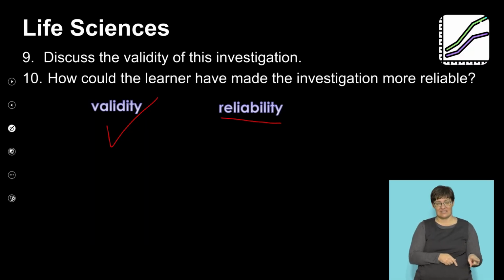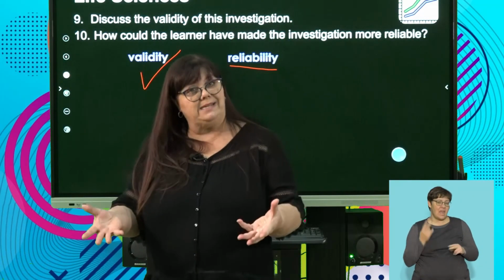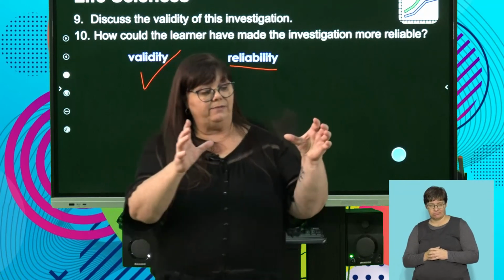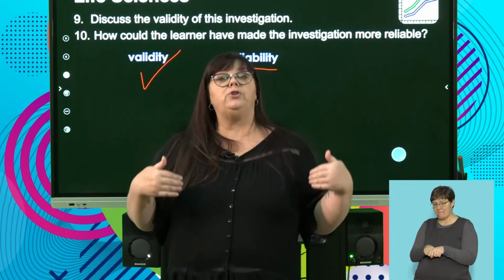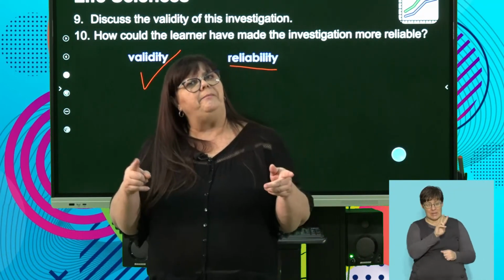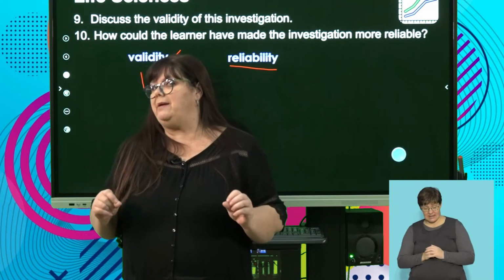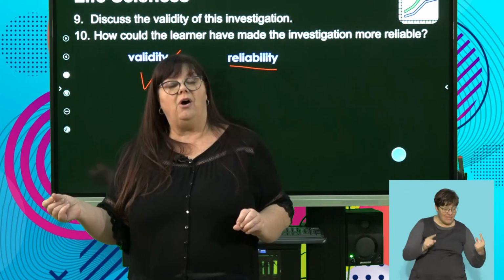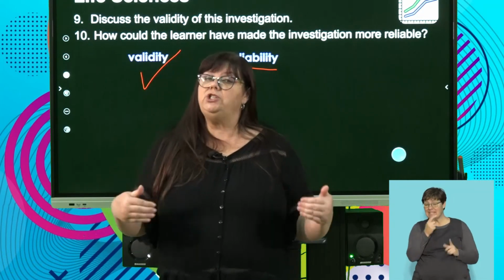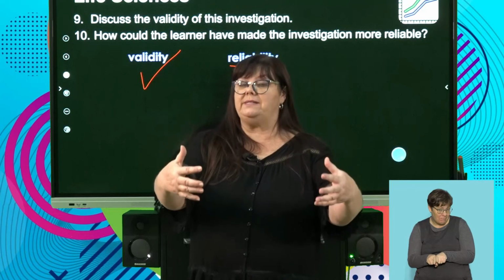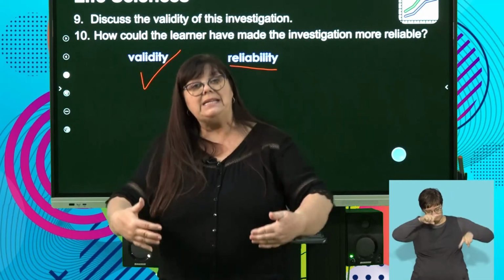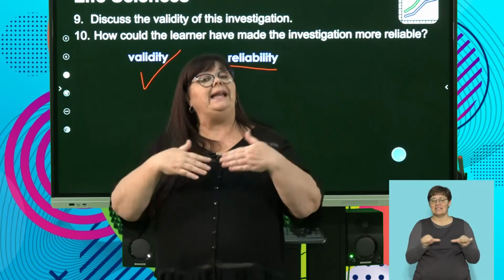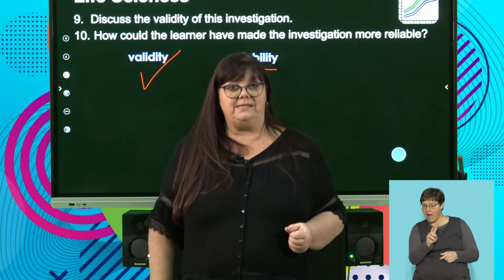What would I say in terms of her reliability? I would say maybe she should repeat the investigation. Maybe instead of using just 2 pots, she should repeat the same investigation with 20 pots. And then maybe she should look at, does the same thing happen with other species of vegetables or seeds? So what she's doing is trying to make her investigation more reliable by repeating, increasing the sample size, and extending it to look at other species of plants.